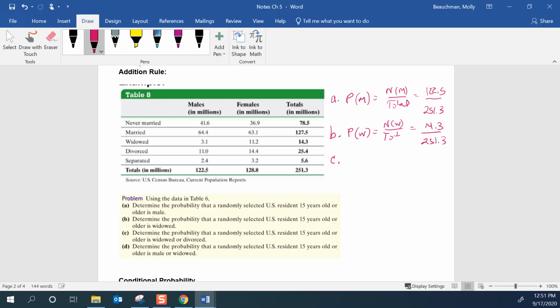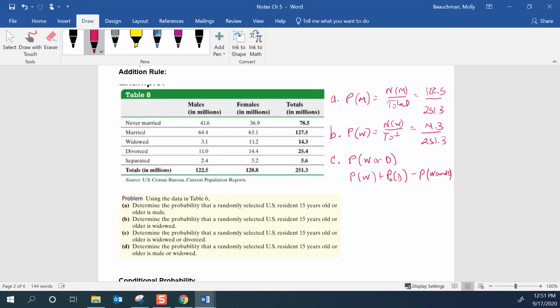Part C, determine the probability that a randomly selected U.S. resident 15 years old or older is widowed or divorced. So we want the probability of widowed or divorced. In this case, that's an addition rule. We're going to take the probability of widowed plus the probability of divorced, and then subtract out any that are both widowed and divorced. Okay?